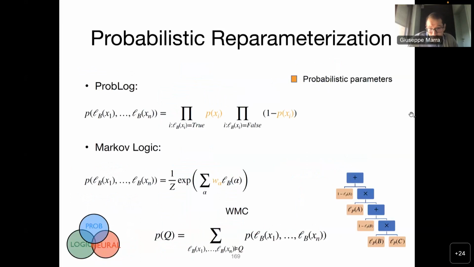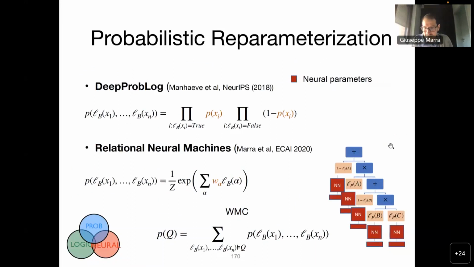And of course, you can do this also in the probabilistic setting. So you have ProbLog, where the scalar parameters are the probabilities of the facts. You have Markov logic, where the parameters are the weights of the formulas. Well, you can reparameterize the corresponding circuits using neural nets. And you get two existing models: DeepProbLog on one side and Relational Neural Machines on the other side. So again, these models can really be seen as reparameterizations of StarAI models.